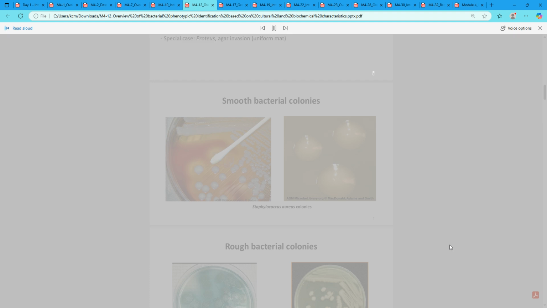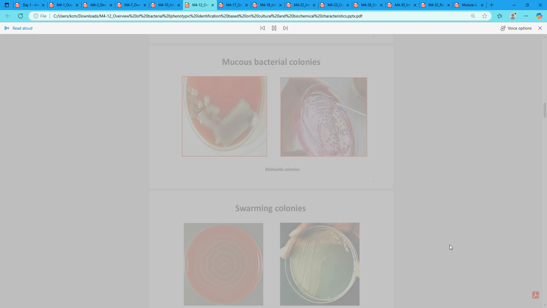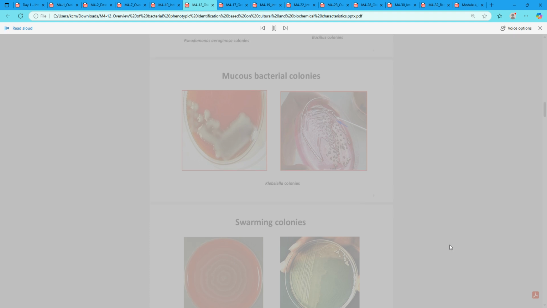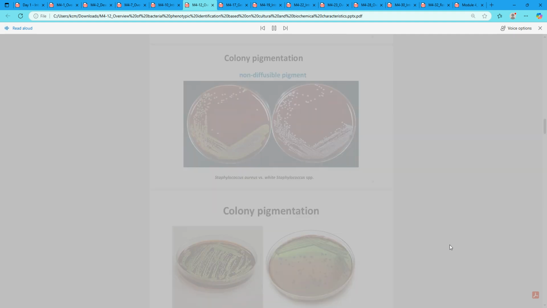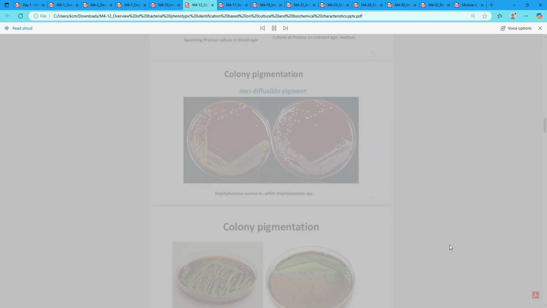6. Smooth bacterial colonies. 7. Staphylococcus aureus colonies, rough bacterial colonies. 8. Pseudomonas aeruginosa colonies, Bacillus colonies, mucus bacterial colonies. 9. Klebsiella colonies, swarming colonies. 10. Swarming Proteus culture in blood agar and culture of Proteus on nutrient agar medium.